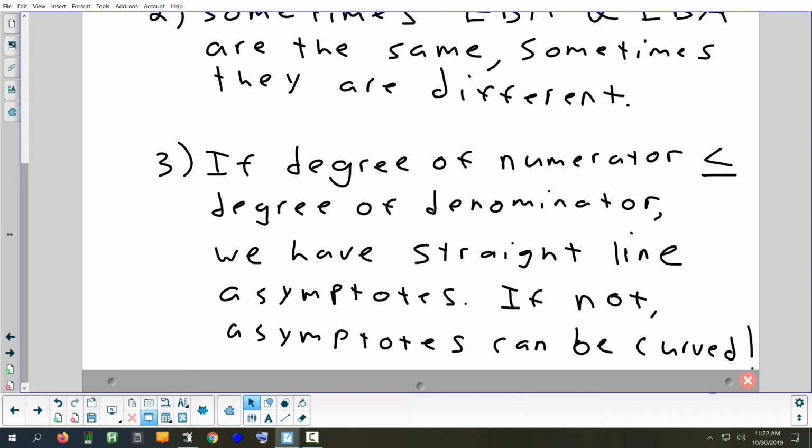Okay, so again, I already said it, I'm going to say it again. You will not have any horizontal asymptotes with anything we do today in class. None.